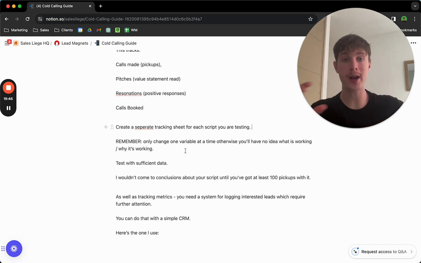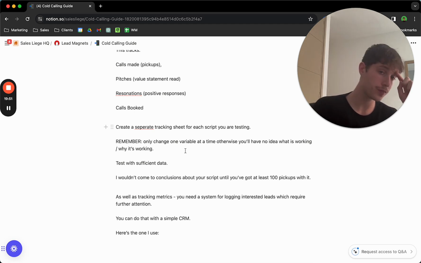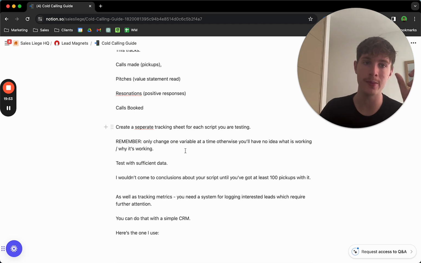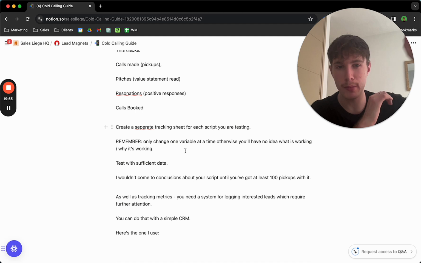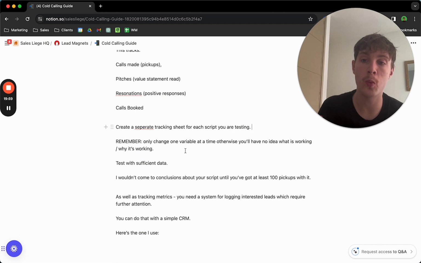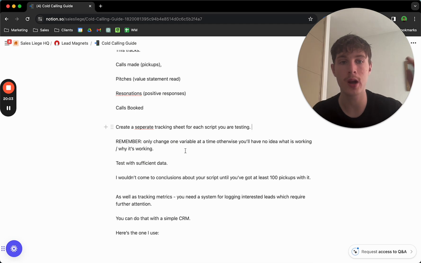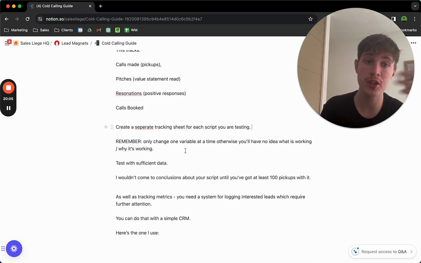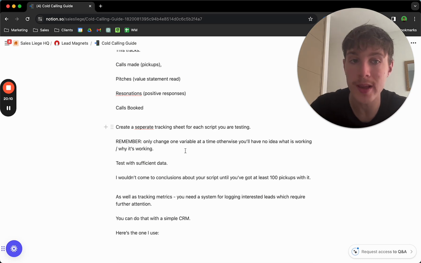So if I go back to my scripts, maybe I'll split test the value statement. I'll change one element of the value statement. Because if I'm changing multiple elements of my script, I have no idea what element I changed is causing the script to work better or worse. So only change one variable at a time, otherwise you'll have no idea what's working or why it's working.